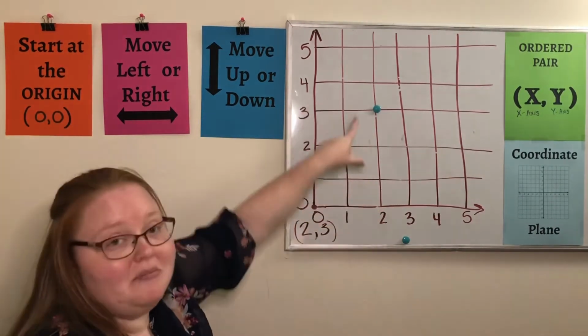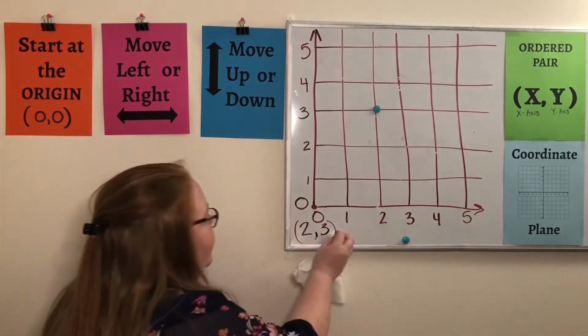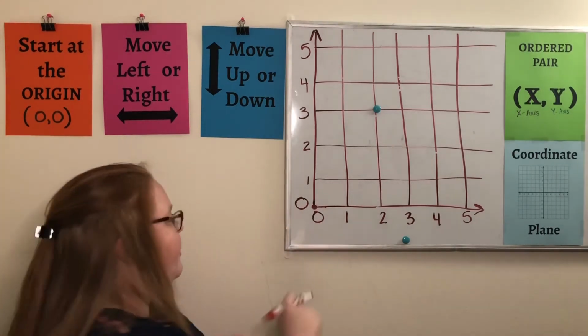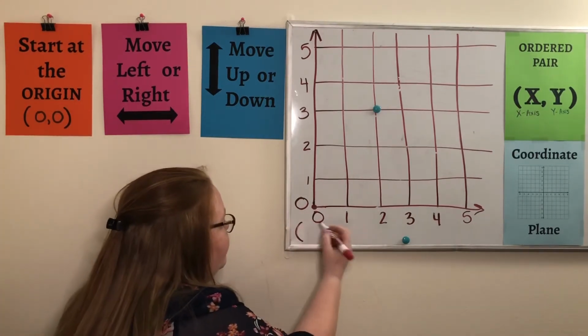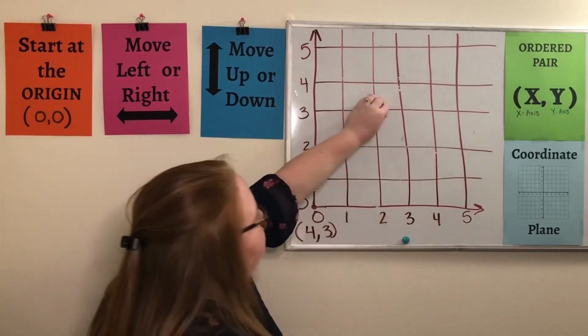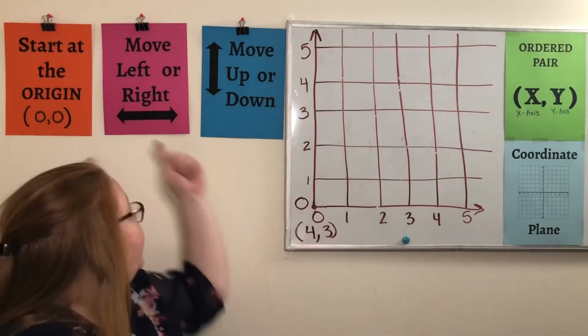And then we're going to climb. Let's try a different number. Let's say our new ordered pair is going to be 4, 3.